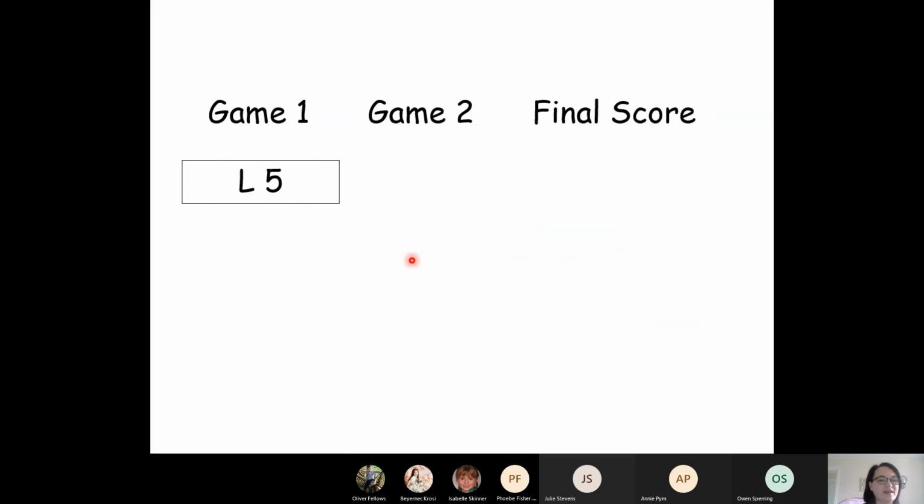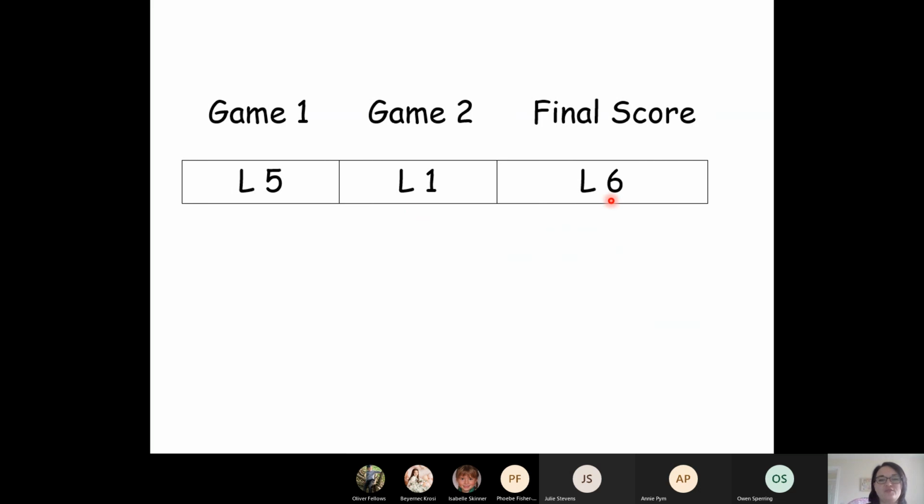We lost 5, and then we lost another 1. Think about how many we won or lost. Did we win any? Don't think we did. We lost 5 and lost 1. So the final score of lose 6. We lost 6 altogether. We've got 2 more rounds of this.